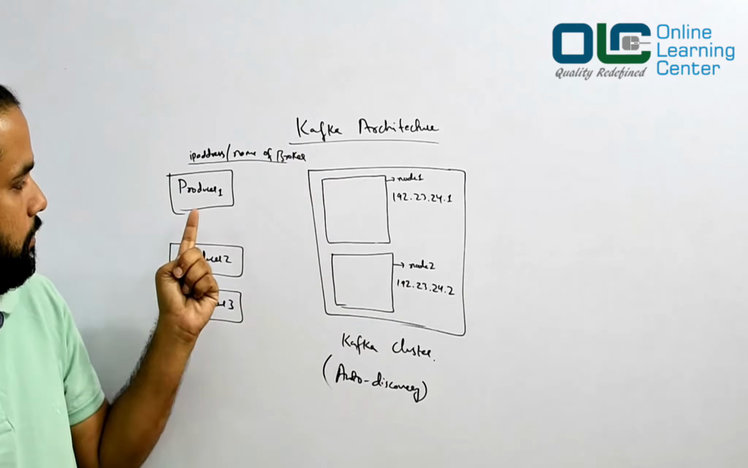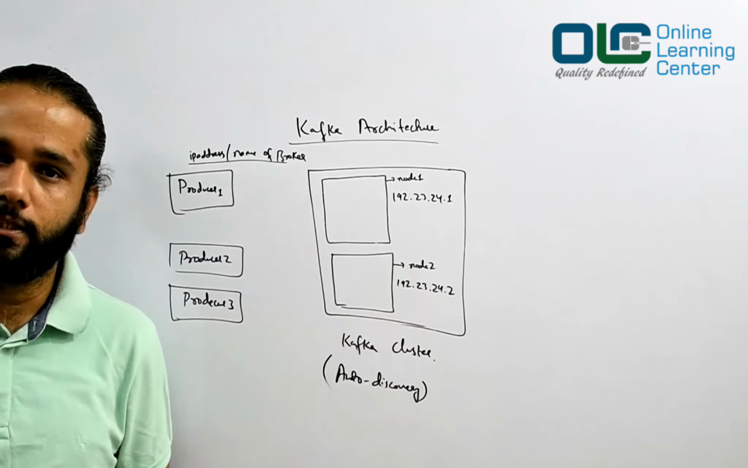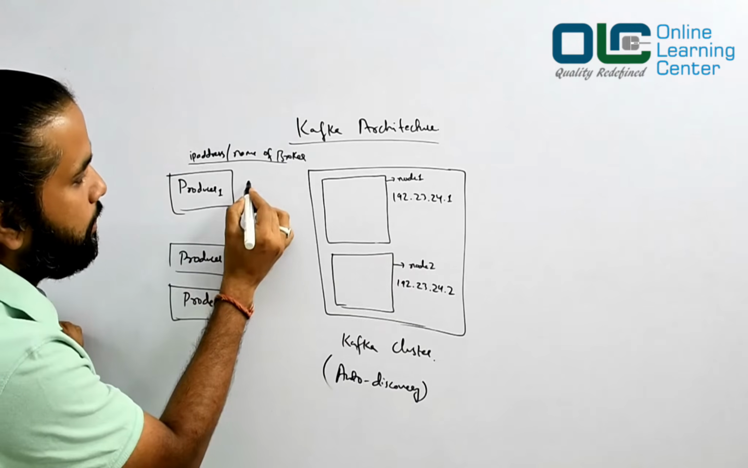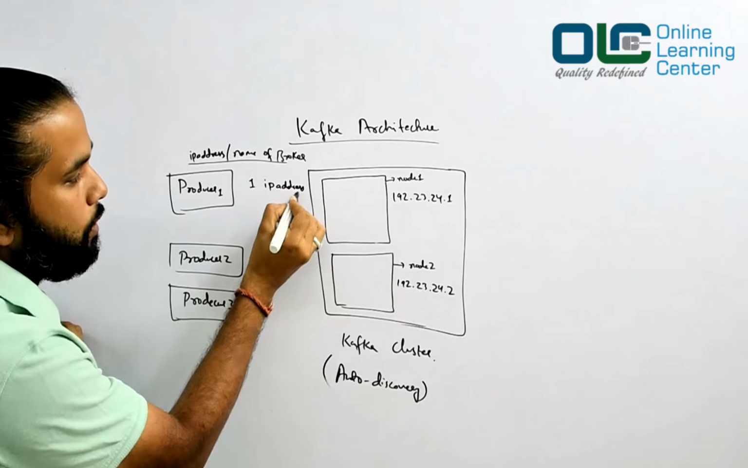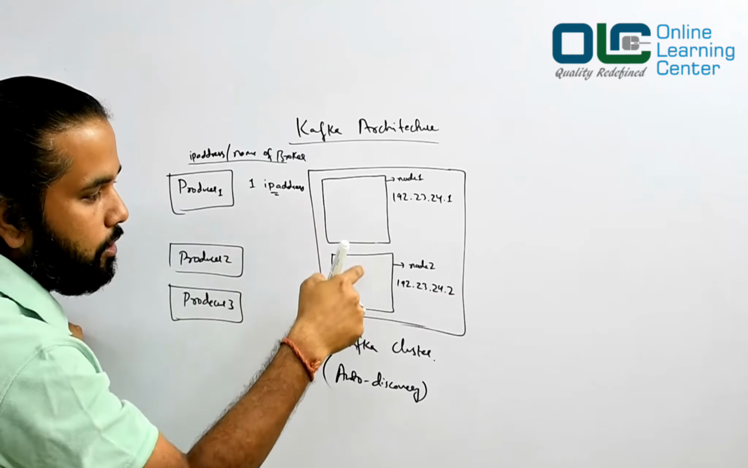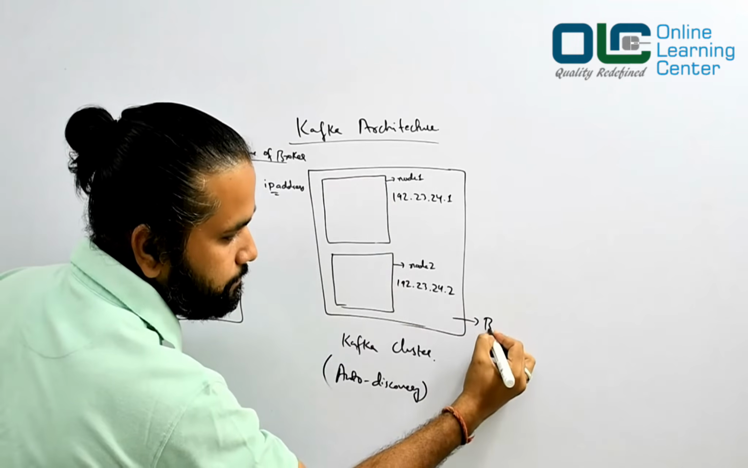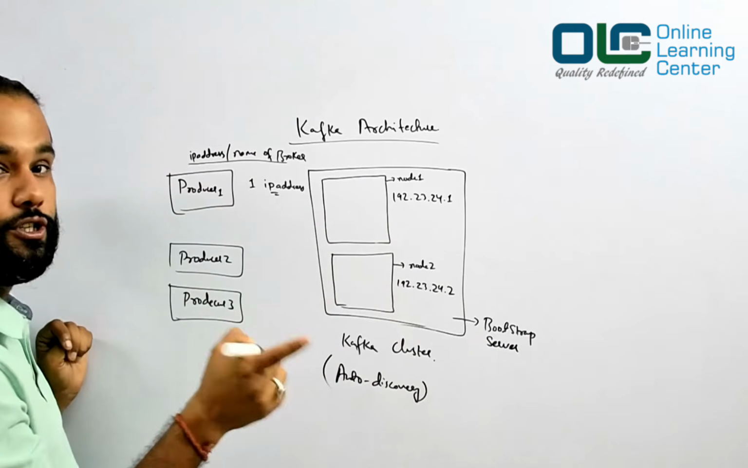Now whenever the Kafka cluster is set up, after this is done, the producer need not connect to all these machines. So whenever you're writing a producer code, all you need is one IP address. That's it. One IP address of any of the servers. And we also call these servers bootstrap servers, right?